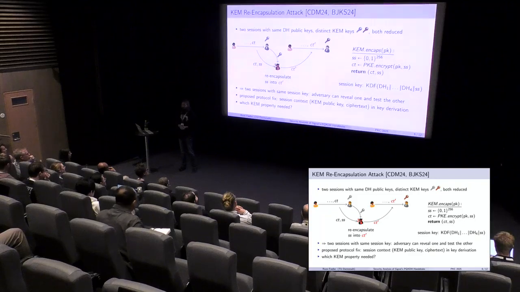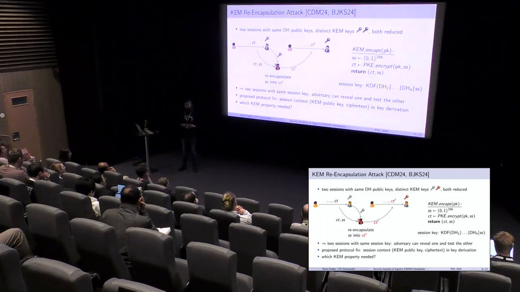One easy way to prevent this with a fix at the protocol level would be to include the CAM public key and CAM ciphertext in the key derivation over here, because then both of these sessions would derive different session keys, and the adversary could not do this simple strategy.